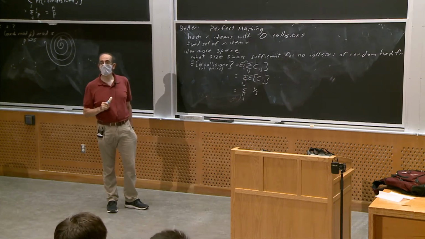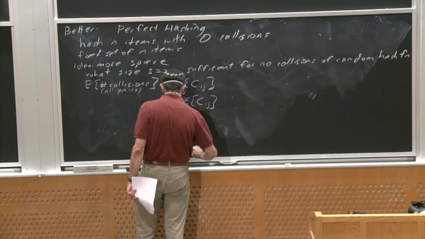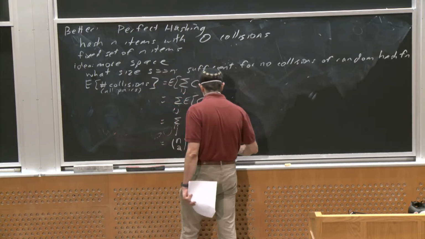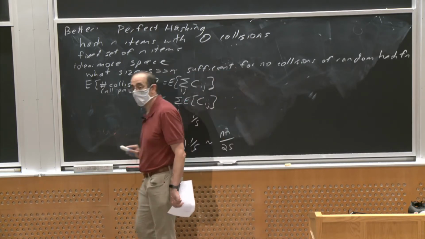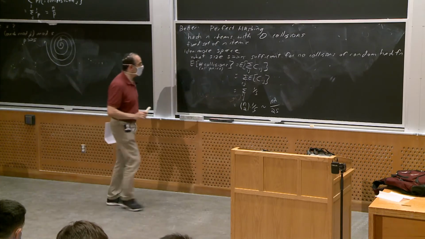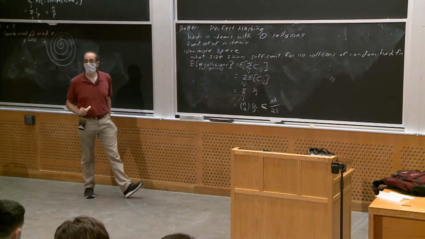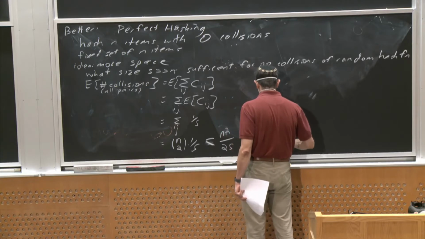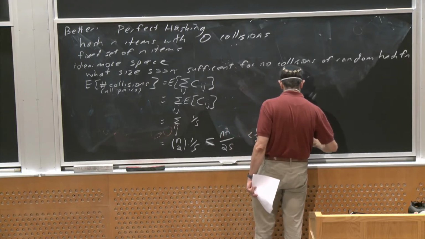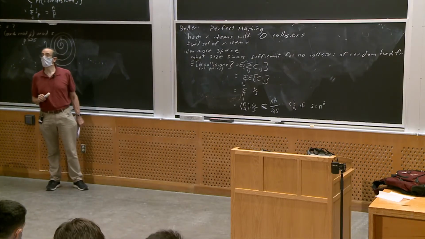So you expect less than one collision, because the number of pairs is less than n squared. Exactly. The number of pairs is n choose 2, and so this is roughly n squared over 2s, or I should say it's less than n squared over 2s. So in particular, this is less than a half if, for example, s is equal to n squared. And so this derives the answer that was given to me.